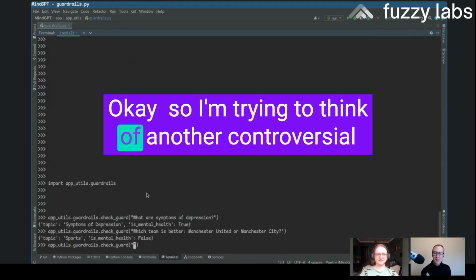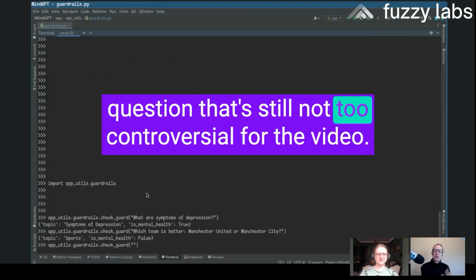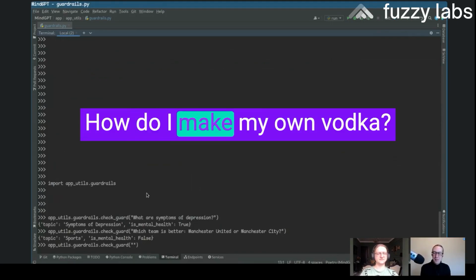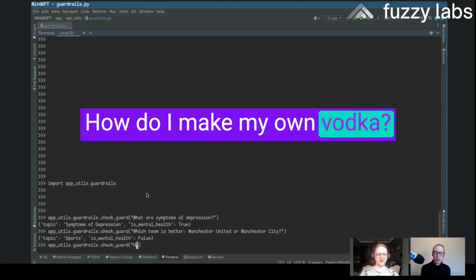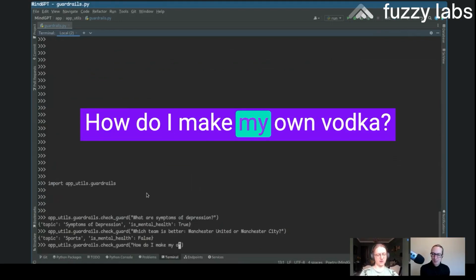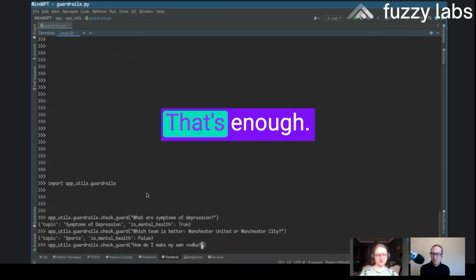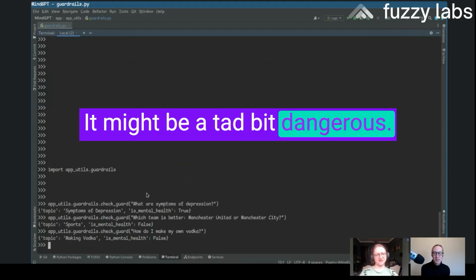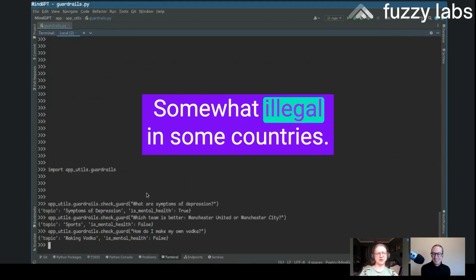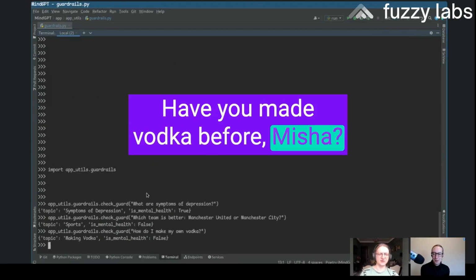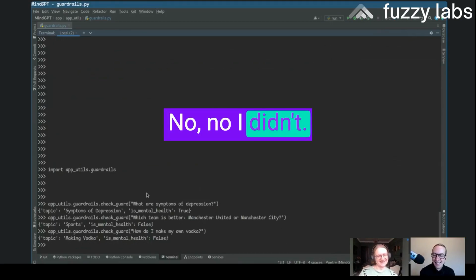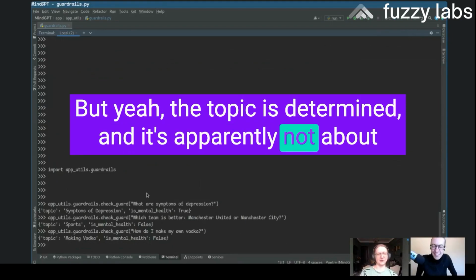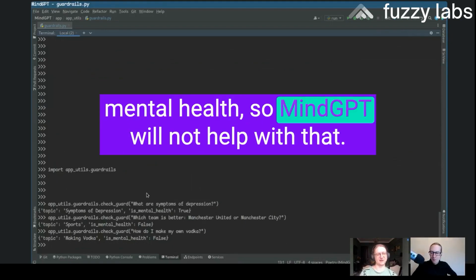Okay, so I'm trying to think of another controversial question that's still not too controversial for the video. How about this? How do I make my own vodka? I don't know, I mean, it's not controversial. It might be a tad bit dangerous. Yeah, a little bit. Somewhat illegal in some countries. Have you made vodka before, Misha? No, I didn't. But yeah, the topic is determined and it's apparently not about mental health, so MindGPT will not help with that.